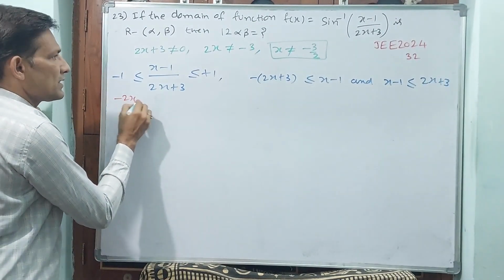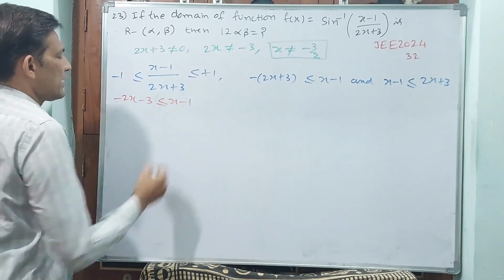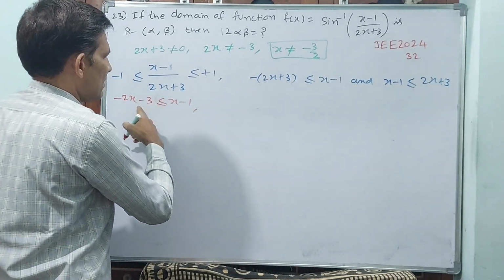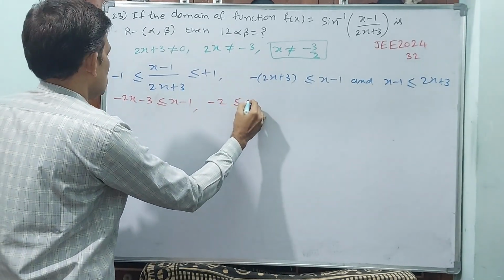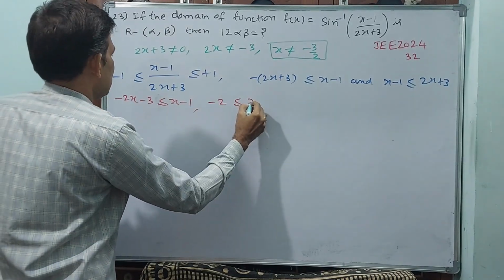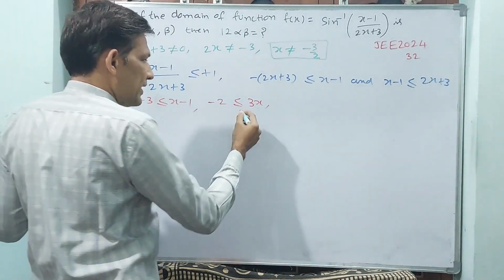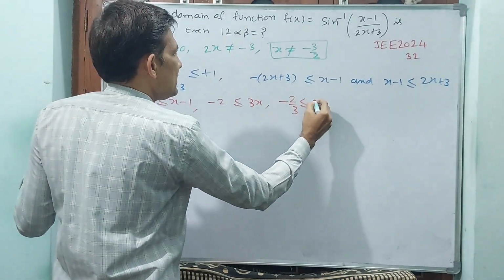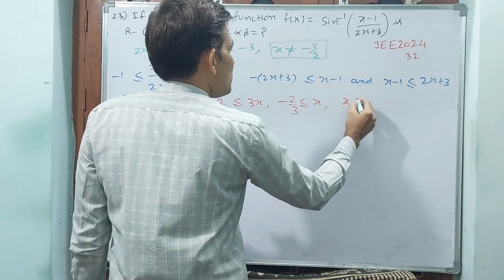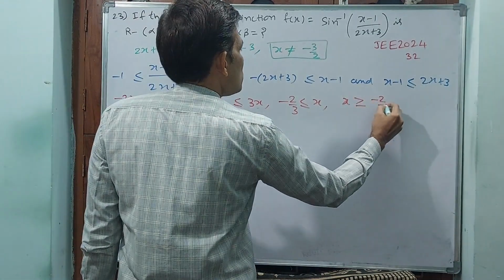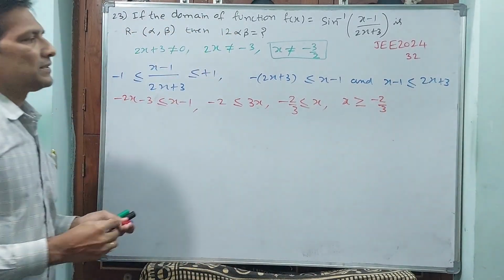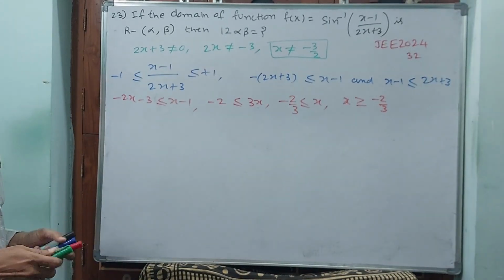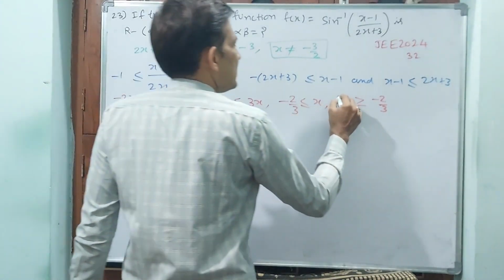Minus 2x minus 3 should be less than or equal to x minus 1. Here the minus goes plus, that means minus 1 plus 3, minus 2 and 3x. Dividing by 3, x should be greater than or equal to minus 2 by 3. Okay, this is one thing you take.